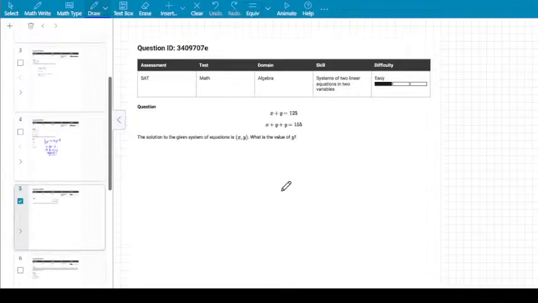Okay, so this is a system of two linear equations in two variables, and this is an easy question. So we are given two equations. One is x plus y is equal to 125 and x plus y is equal to 155. And the solution to the given system of equations is x comma y. What is the value of y? So first try to solve it for yourself and see if you can find the answer, and then we'll together do the solution and derive the answer.